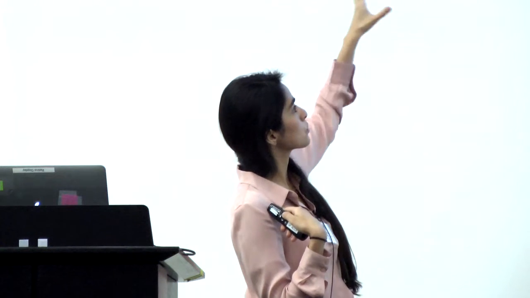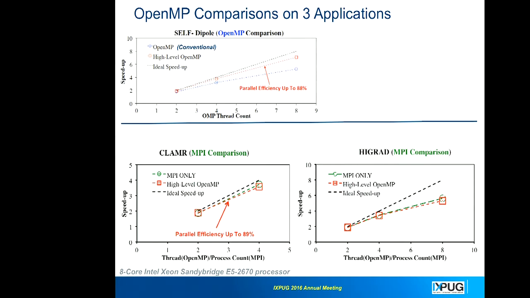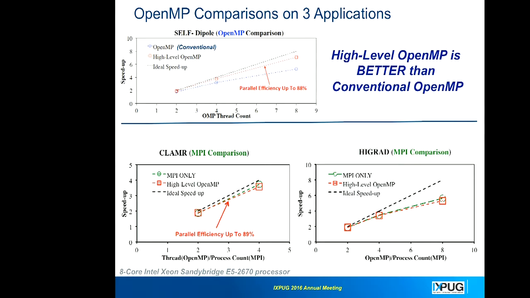So with that, I got more codes of people wanting me to increase their performance, and I was able to work on Clamor. I got the parallel efficiency up to 89%, and High-Grid, I think the parallel efficiency was up to 86%. And they're both comparable to MPI, which is pretty good. And so you're asking, why not just do MPI then, right? What's the point of doing this extra work with OpenMP?